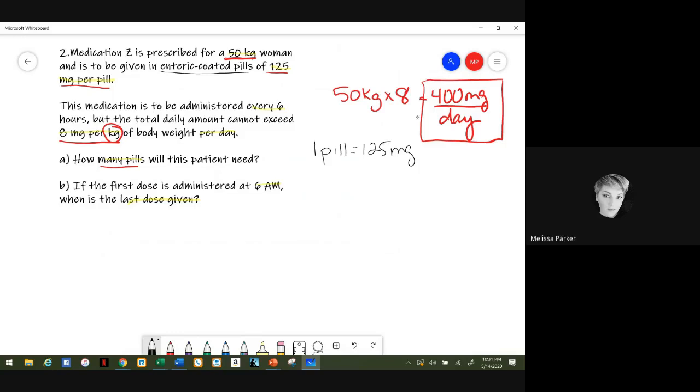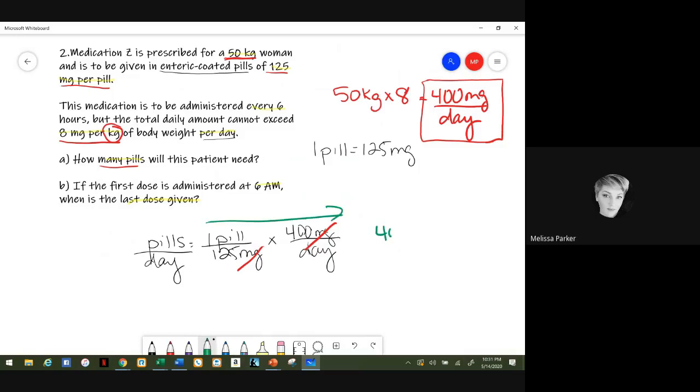So let's go ahead and figure out what we're going to give this patient per day. So we're solving for pills. We know one pill is 125 milligrams. And we know that the patient can only get 400 milligrams per day. So you could do pills per day too down here if you wanted to keep track. And you can cancel that out, and then you're going to multiply across. So you'll have 400, and you're going to divide that by 125. So we have pills per day. So I know I set my problem up correctly. Then we're going to take 400 and divide it by 125, and then you get 3.2.